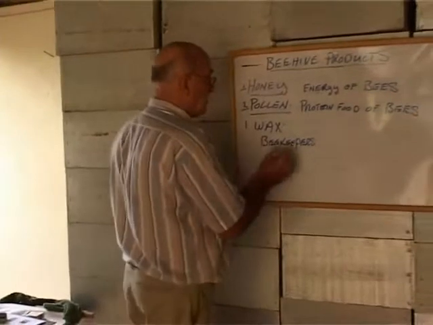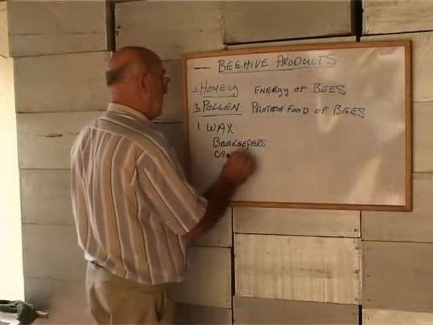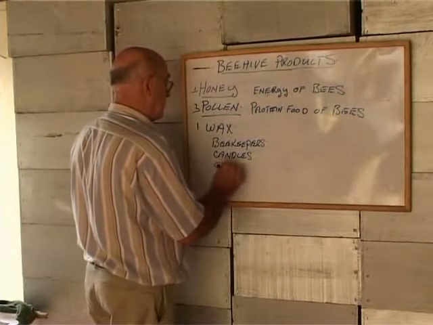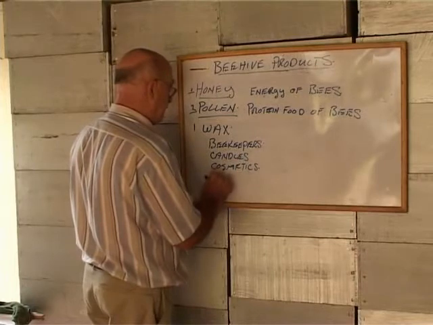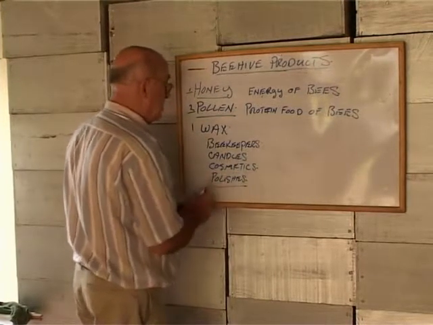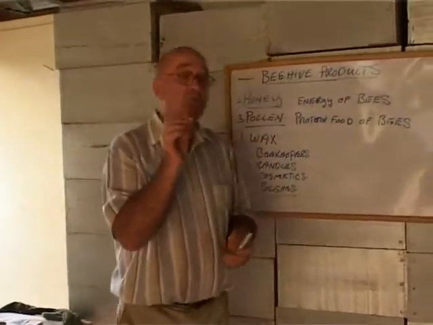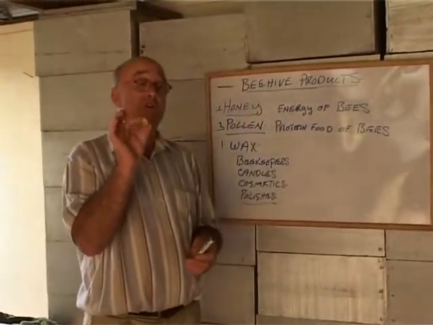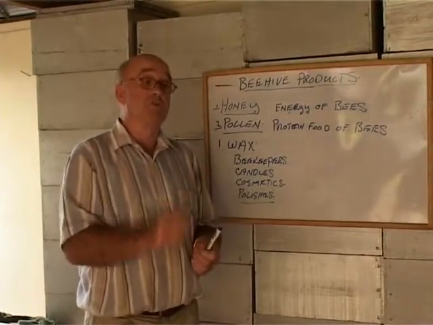So you've got beekeepers, candles, cosmetics, and polish. If you want to make that into a liquid, you can mix it with turpentine. Mineral turpentine and beeswax will liquefy the beeswax, and then you can use it as a wood polish for polishing tables, furniture, or your boots or shoes.